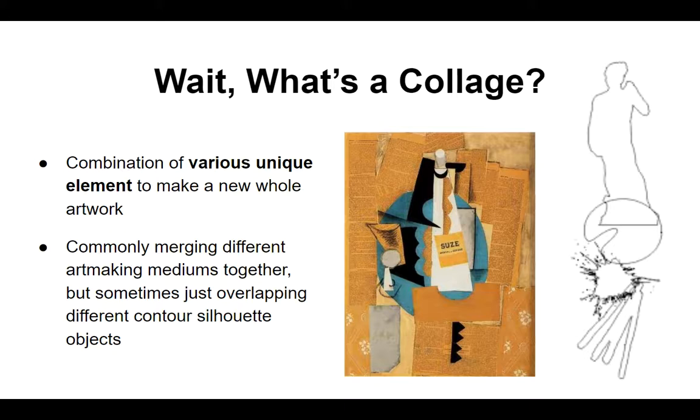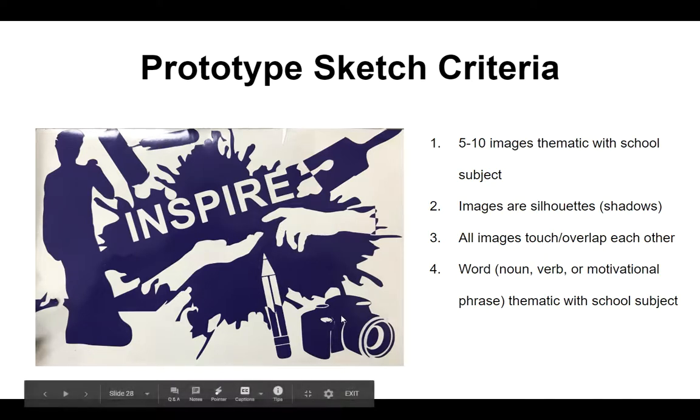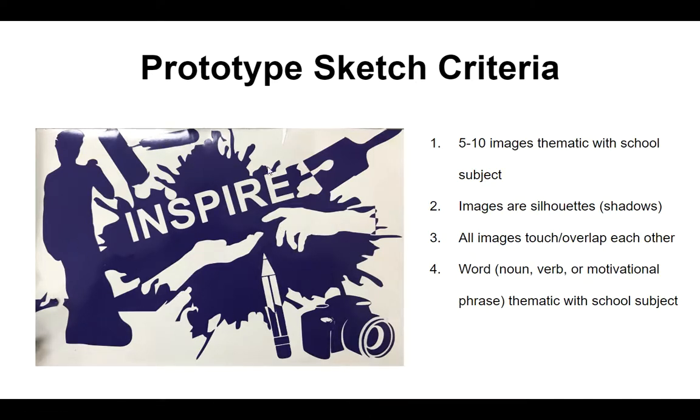So as you see in this example here, you've got the statue of David, you've got a printmaking brayer, paintbrush, you have an artwork imagery here, pencil, photography, and a paint splatter here. So all those things have to do with art. This is an example of a collage because they're blended and touching together. And again, like I mentioned, they're silhouettes.